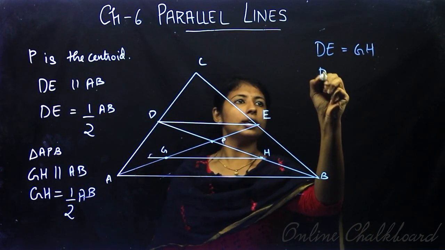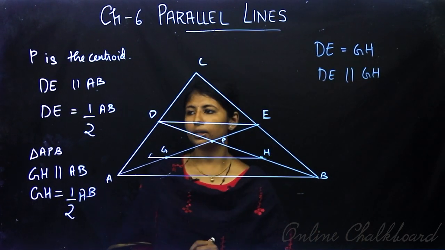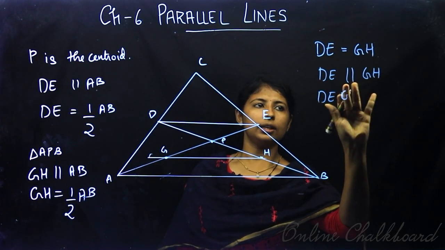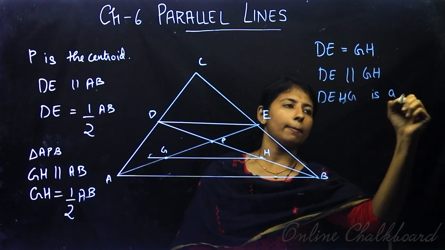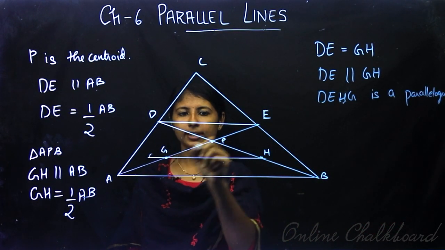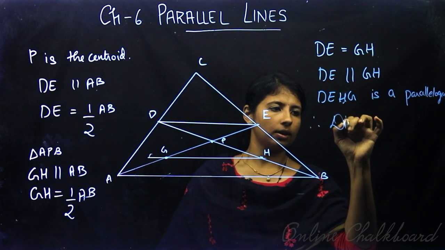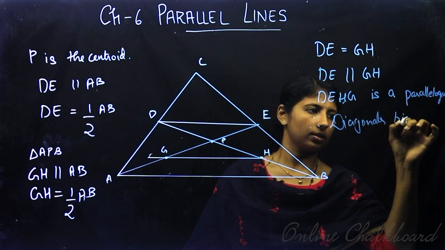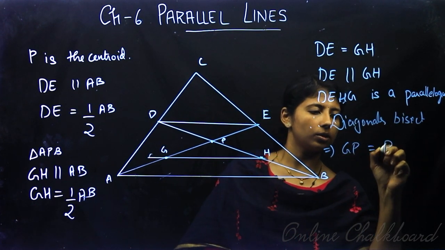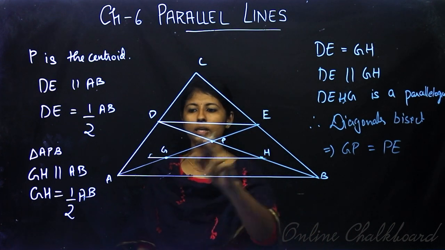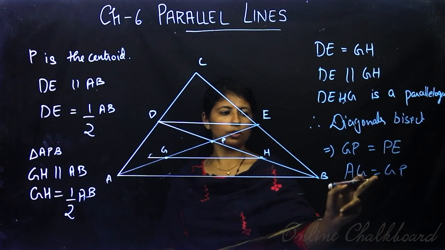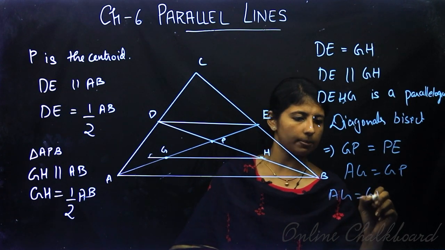DE is parallel to GH, and DE is equal to GH. So DEHG is a parallelogram. The diagonals of a parallelogram bisect each other. Therefore, GP is equal to PE. So AG is equal to GP is equal to PE.